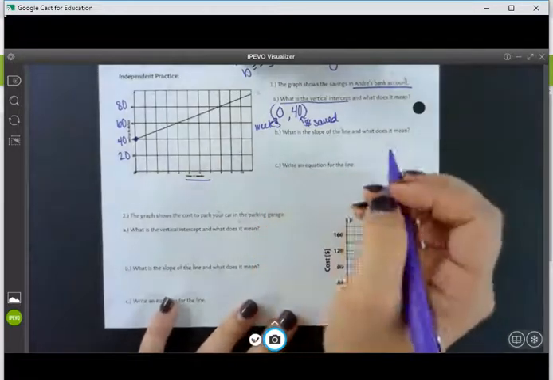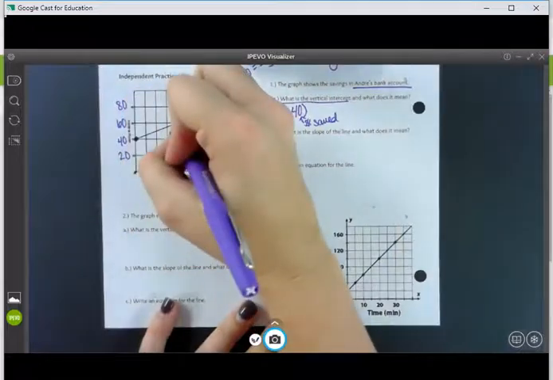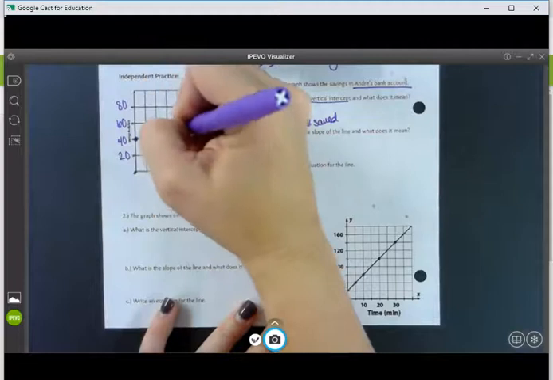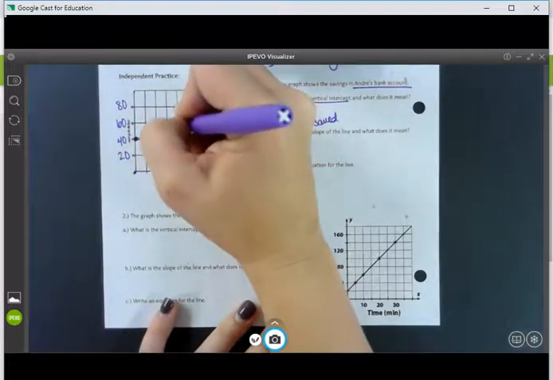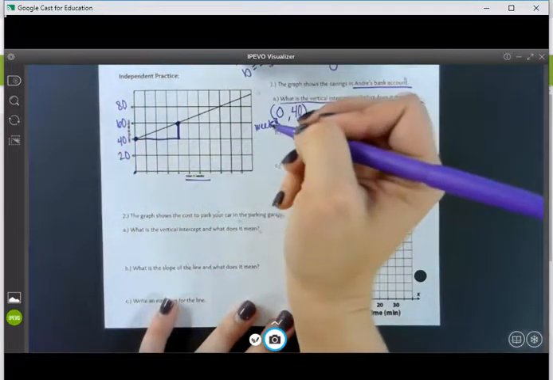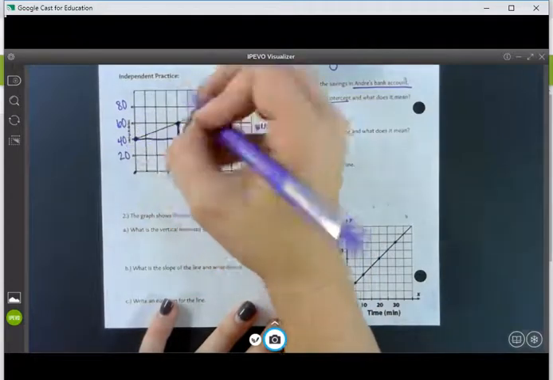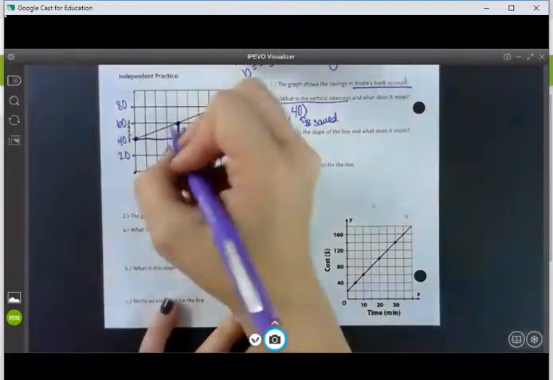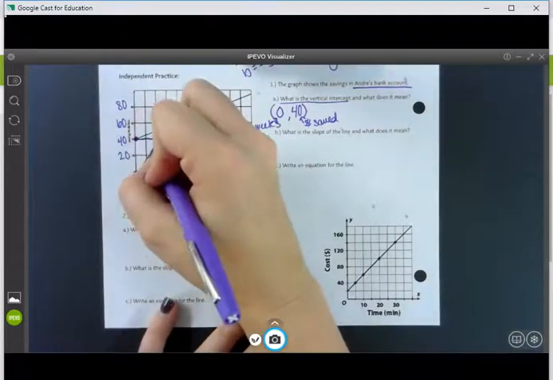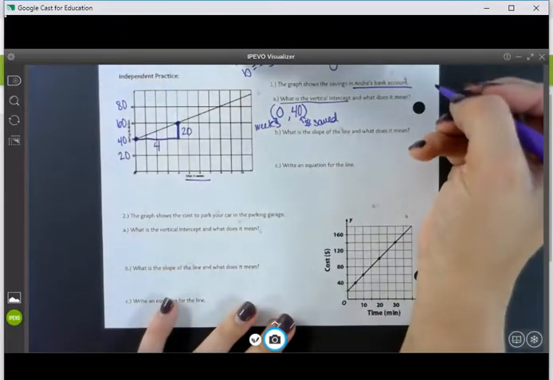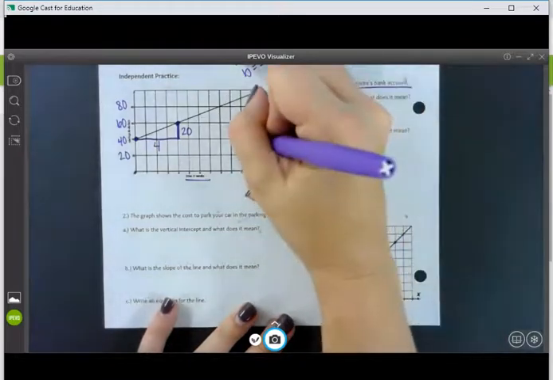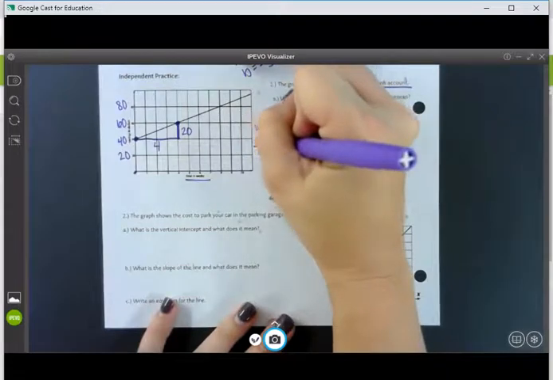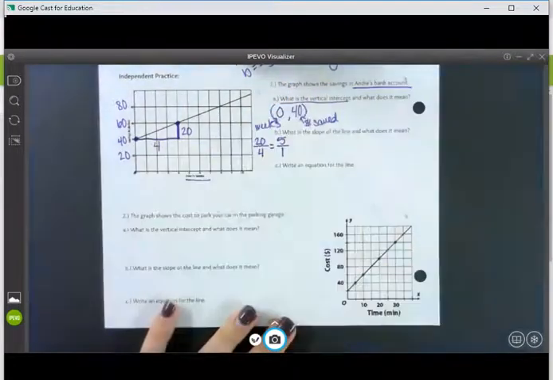B says, what is the slope of the line? So we have 1 point. We need one other point. We have to be careful because each of these boxes on the y-axis is not worth 1. If I go from 40 to 60, that's worth 20. Then each one on the x-axis is worth 1. So there's 4 there. So for our slope, we get 20 over 4, which simplifies to 5 over 1.